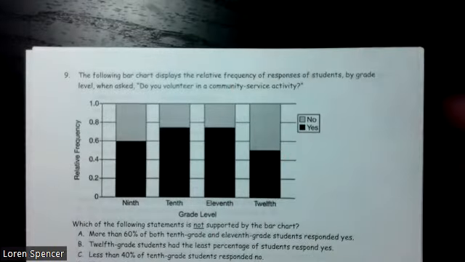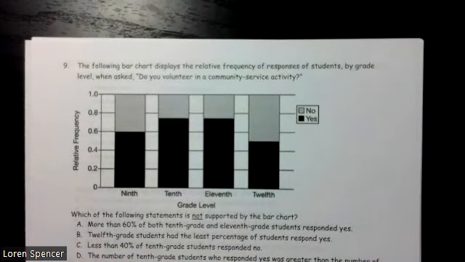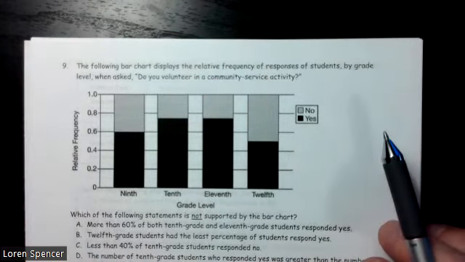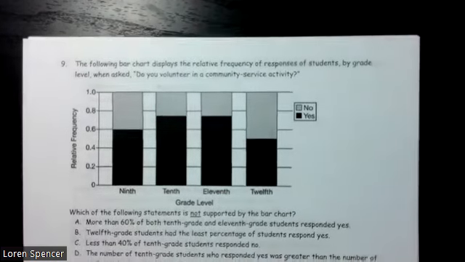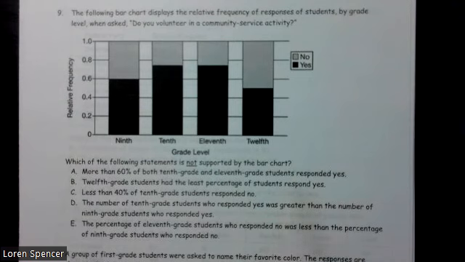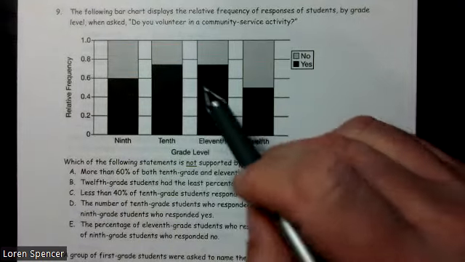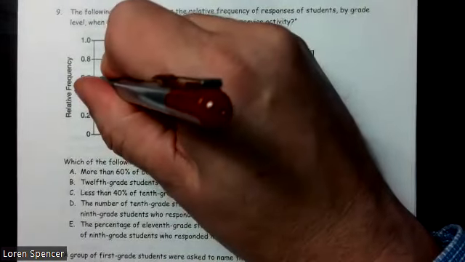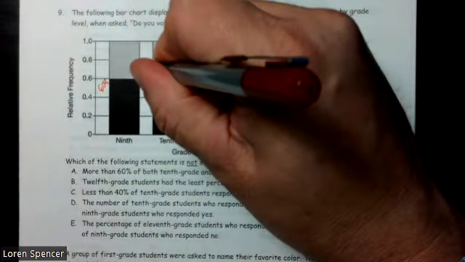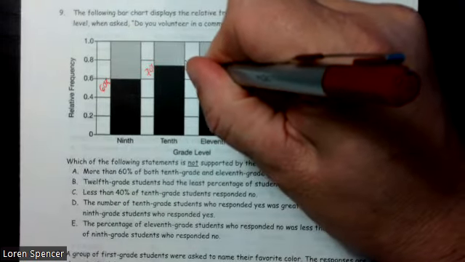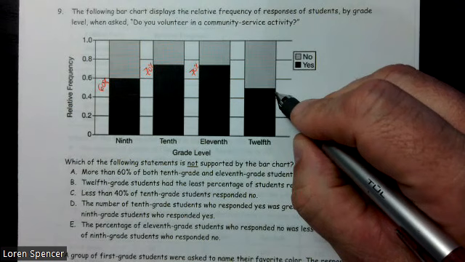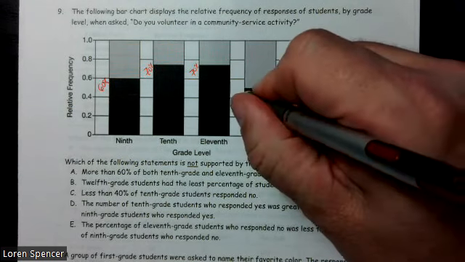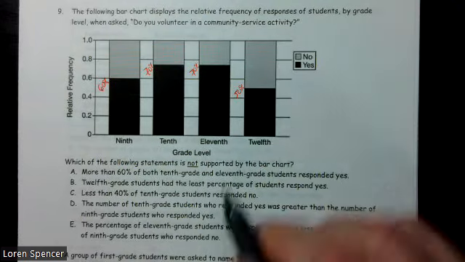All right, moving on to number 9. The following bar chart displays the relative frequency of responses of students by grade level when asked, do you volunteer in a community service? So when I'm looking at this, this is about 60%. This looks like 70%. This looks like 70%. And this here looks like it's about 50%. So we're going to label that 50% for the 12th graders.